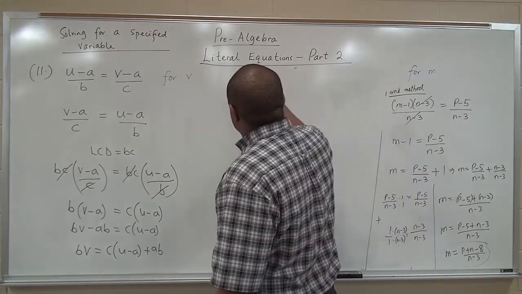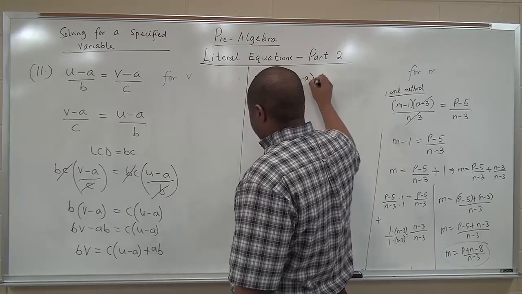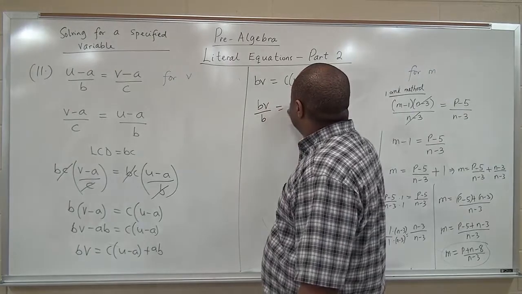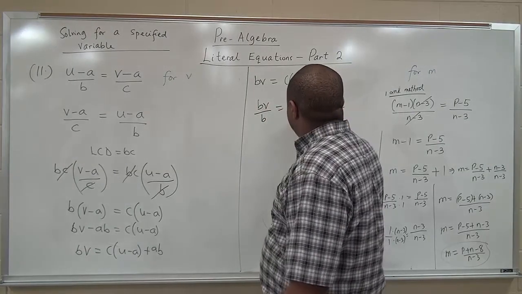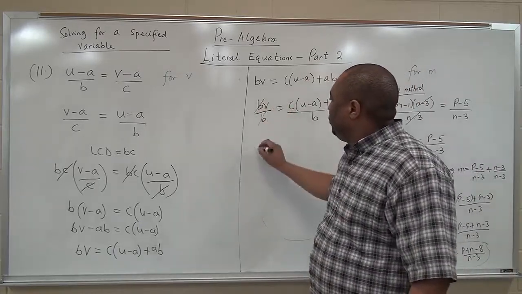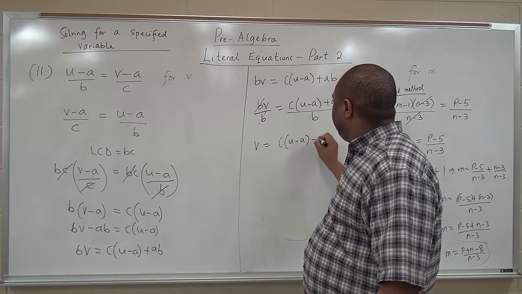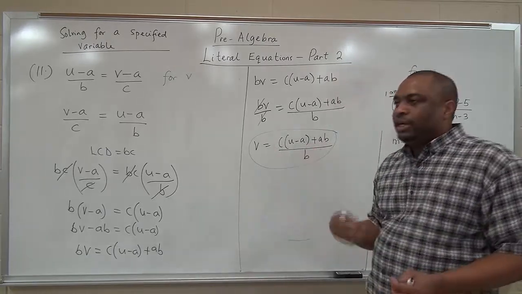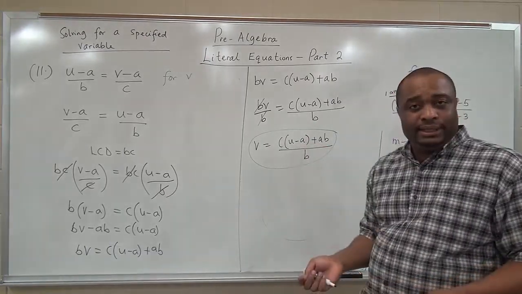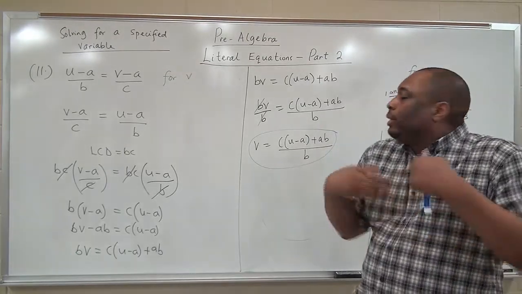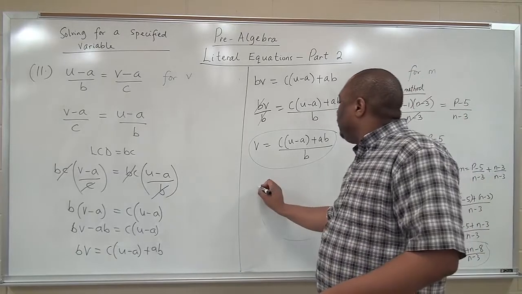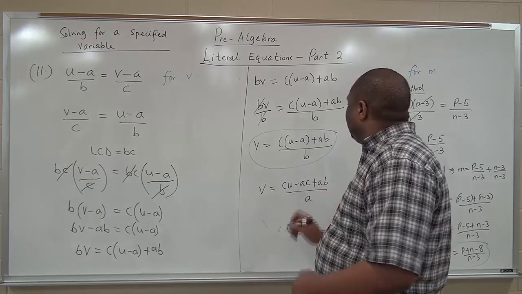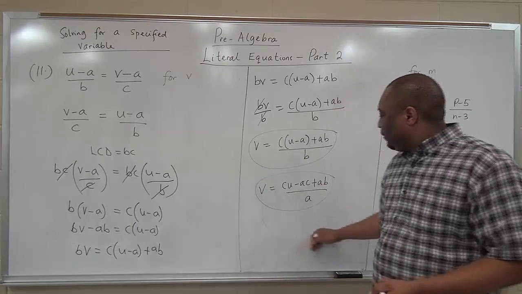We now have that BV will be C times U minus A plus AB. We divide both sides by B. So BV divided by B will be C times U minus A plus AB divided by B. B divides B. We now have that V will be C times U minus A plus AB divided by B. This answer is correct. Now, some professors will want you to still distribute this, even if nothing will cancel out. In which case, we can do that. Our V will be CU minus AC plus AB all over B. This is still correct.